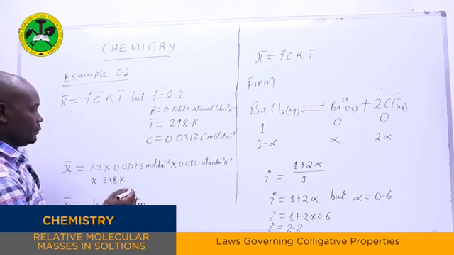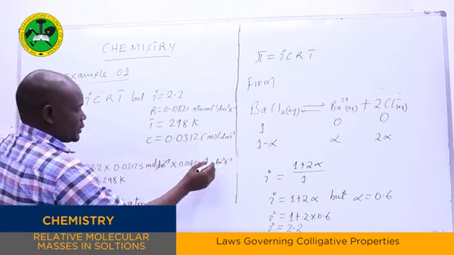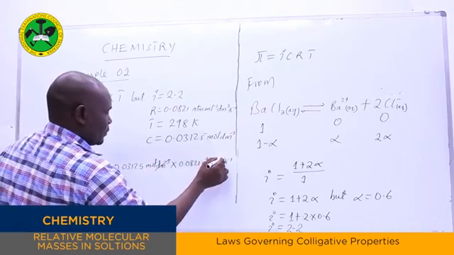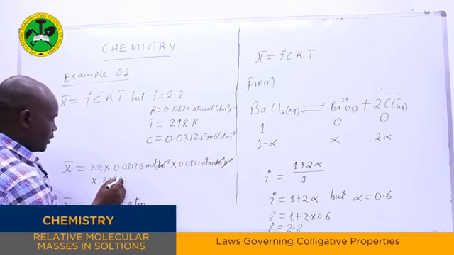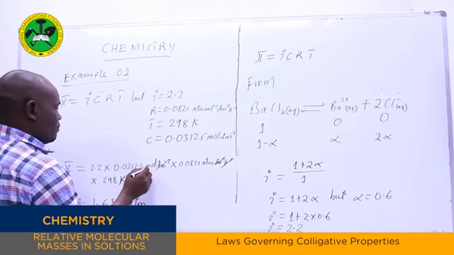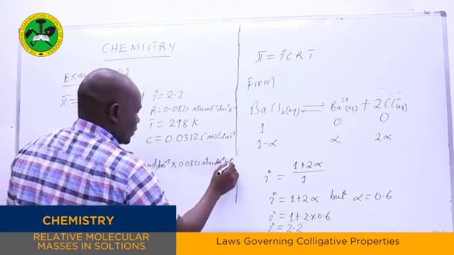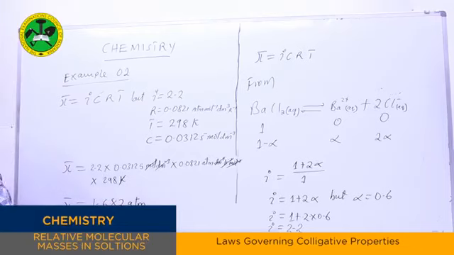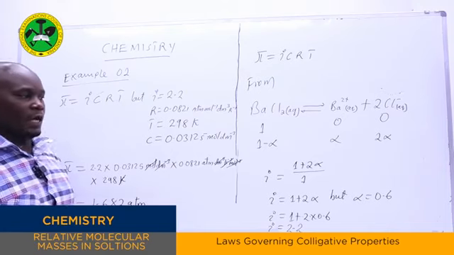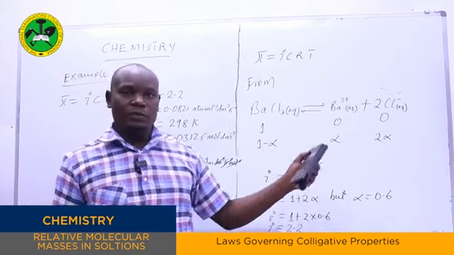Atmosphere meaning that per decimeter will cancel with the decimeter cubic, and per Kelvin will cancel with the Kelvin, and the mole will cancel with the per mole. Here we have per mole. That will cancel with this one. Now the answer will be 1.682 atmosphere, which is now the osmotic pressure of our solution that has undergone dissociation.